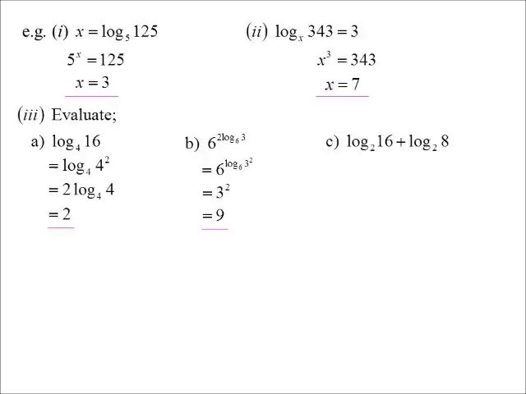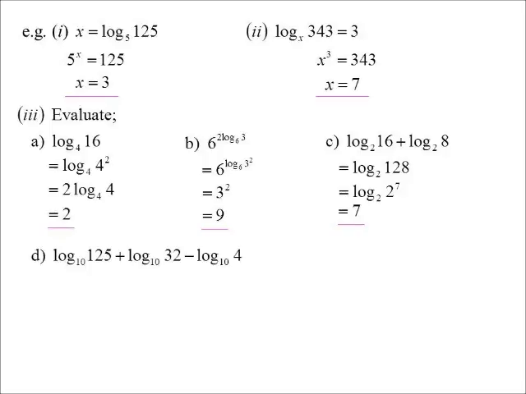Okay. Adding logs, we can combine these together. They're the same base. 16 times 8 is 128. So 2 to the power of what's 128? 2 to the power of 7 is 128. So we get 7 as our answer. In this case, we could have worked it out anyway, because I could have said, well, look, 2 to the power of 4 is 16. So log 16 base 2 would have been 4. 2 to the power of 3 is 8. So log 8 base 2 would be 3. 4 and 3 is 7. I could have done it that way.